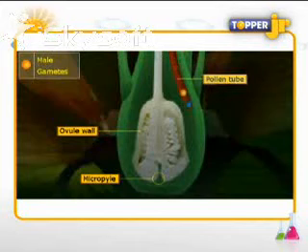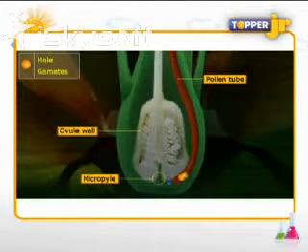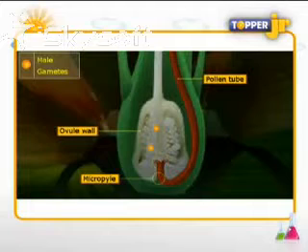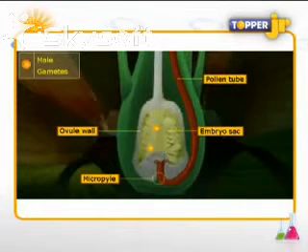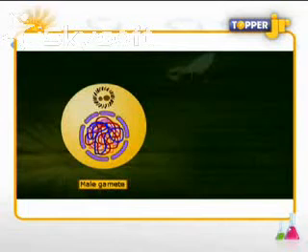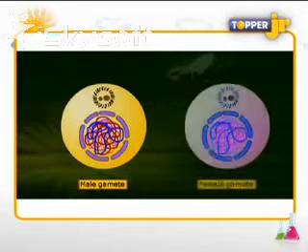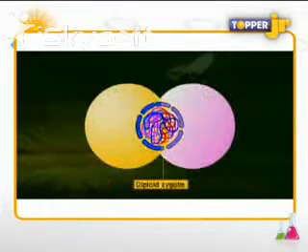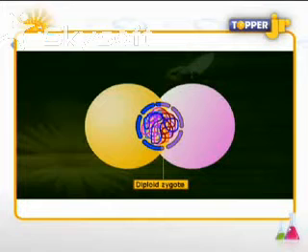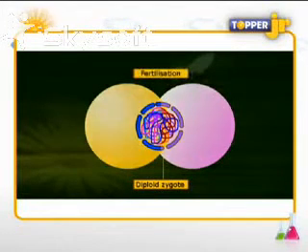As the pollen tube enters the ovule, its nucleus degenerates and its tip bursts. This releases the two male gametes near the embryo sac. One of the male gametes fuses with the ovum or female gamete to form a diploid zygote. This process of the fusion of the male and the female gametes is called fertilization.